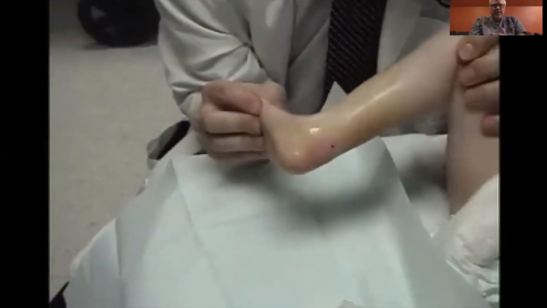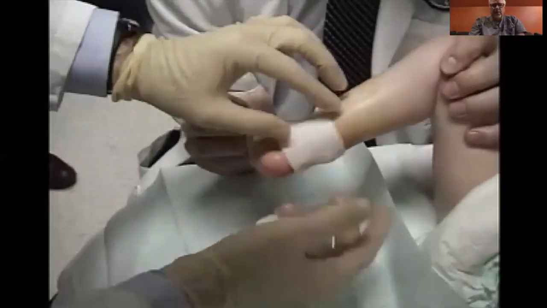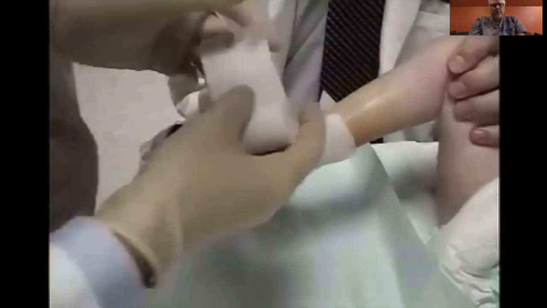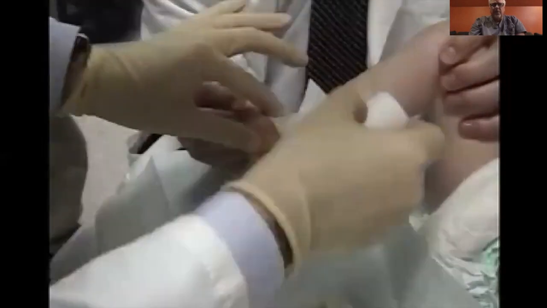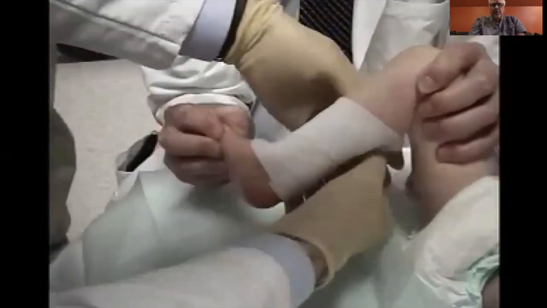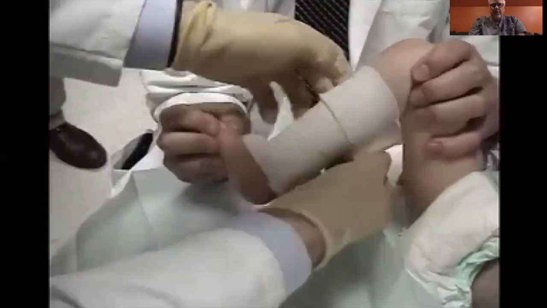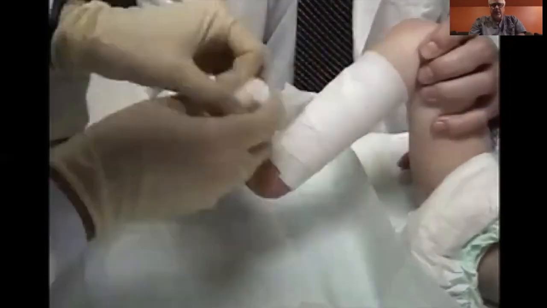And this last cast is left on for 3 weeks. That's why they're getting it all cleaned up with all the prep off the skin there. You can see, again, just a real thin layer. And you're going to work in segments. The first segment's going to be below the knee. And then you're going to go above the knee once you get the lower segment on.